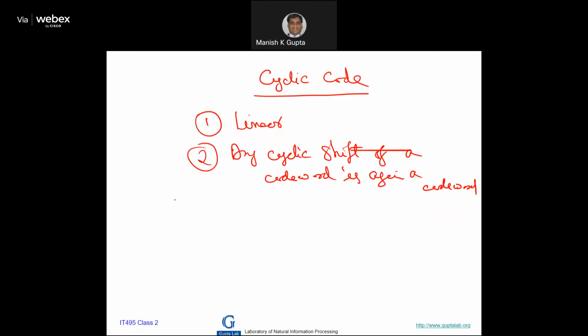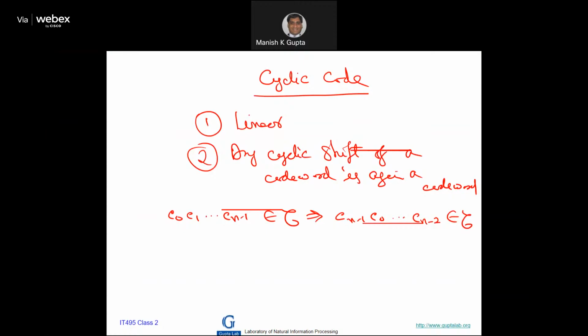So essentially what I am saying is that if (C0, C1, ..., Cn minus 1), a vector of length n, belongs to C, this will imply that (Cn minus 1, C0, ..., Cn minus 2) belongs to C as well. Its cyclic shift also belongs to C, right? So this is the property.